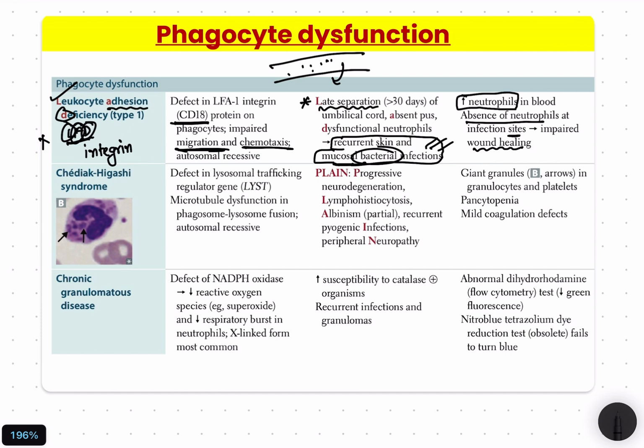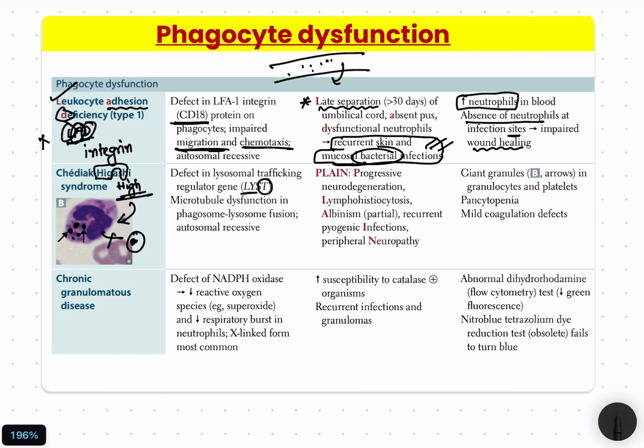It is an autosomal recessive condition. Next is Chediak-Higashi syndrome. There are giant granules inside the phagocytes. What happens is that phagocytes have this high number of toxic granules inside, which should combine with the lysosome to form the phagolysosome, and that would be destroyed by the lysosomal enzymes. But that is not happening because of the deficiency of lysosomal trafficking.